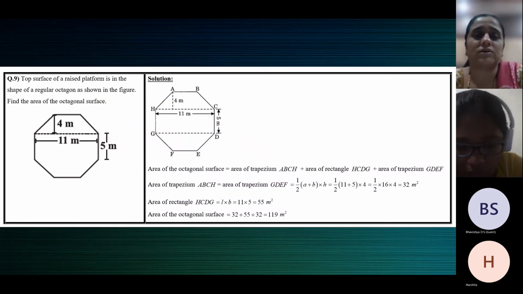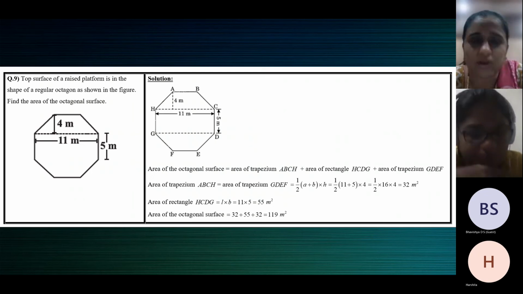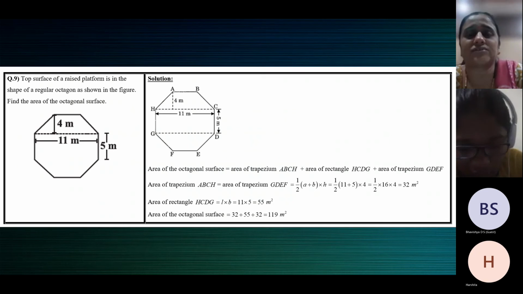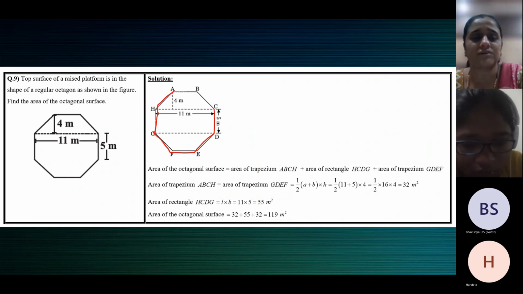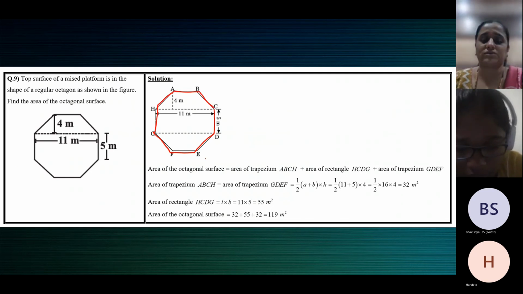An octagon is an 8-sided polygon. The lengths of the 8 sides may be different. But when it's given as a regular octagon, in that case, all the 8 sides are equal, and all the 8 interior angles are also equal. So here, this side is given 5 meters. That means every side is 5 meters.